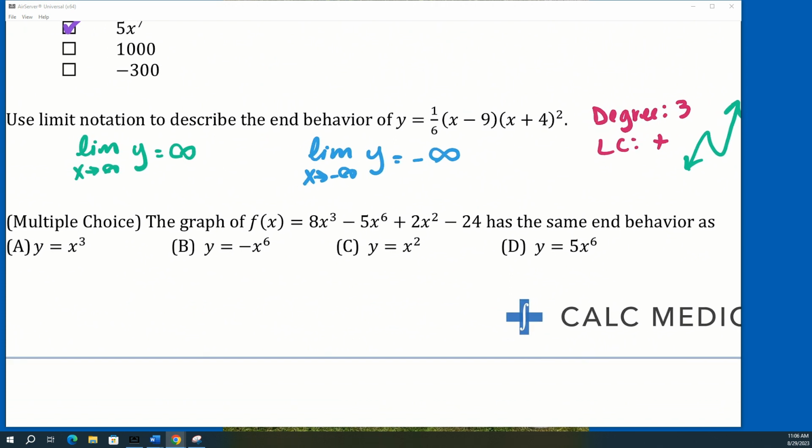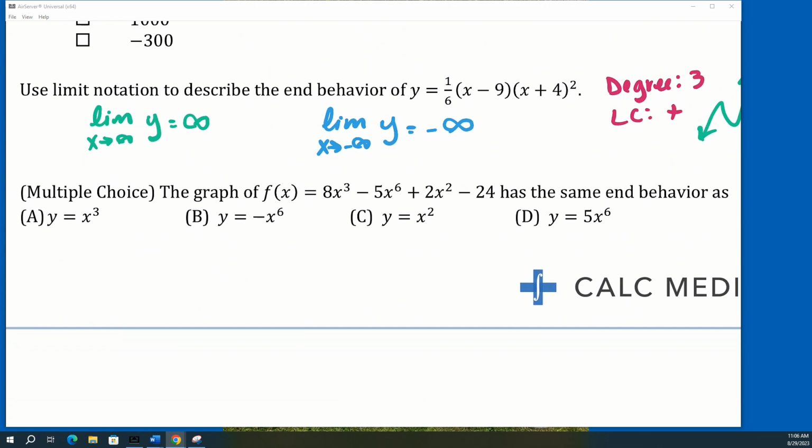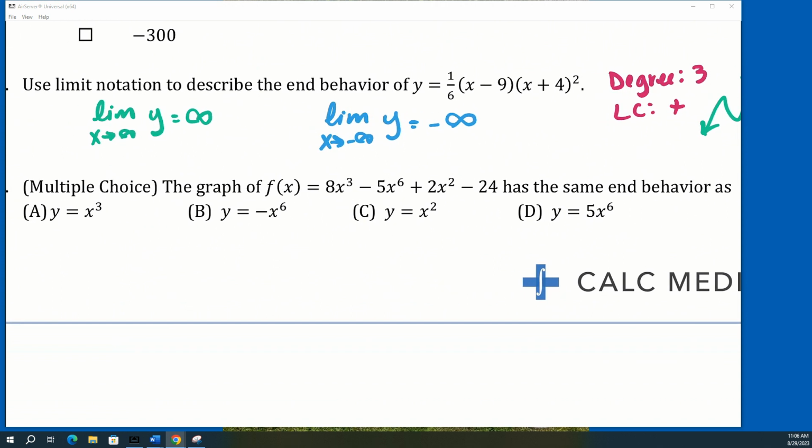All right, now number 5 is one written in a way to trick you, so don't let it. So we want to know that the graph of f has the same end behavior as one of those 4. So look at f very closely. Which term is the only term that matters for the end behavior? Yes, the negative 5x to the 6. It's written in a bad order, and sometimes they like to do that to you. See if you're paying attention. That is the only one that matters.